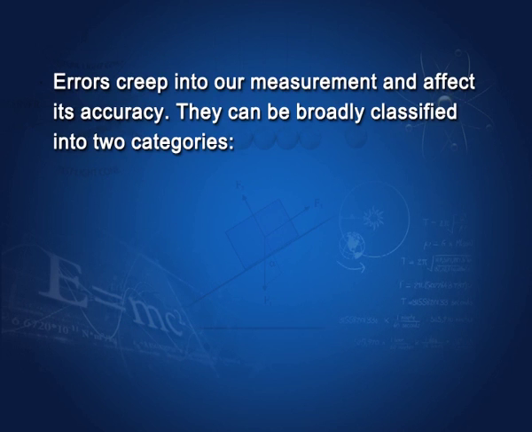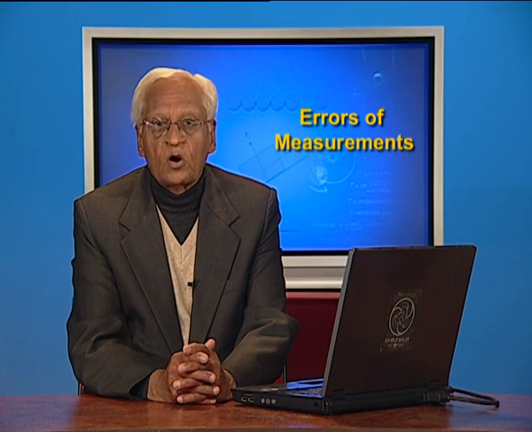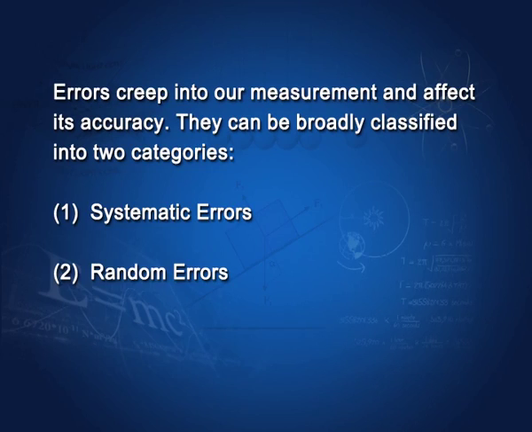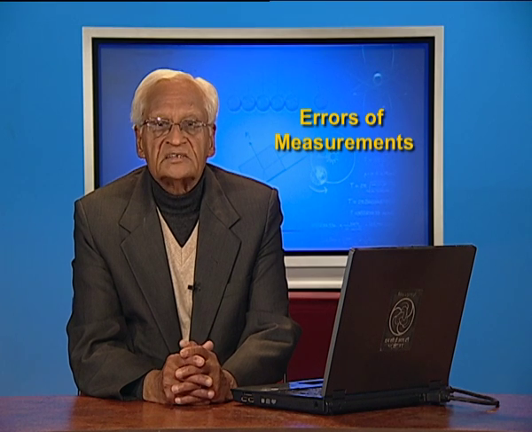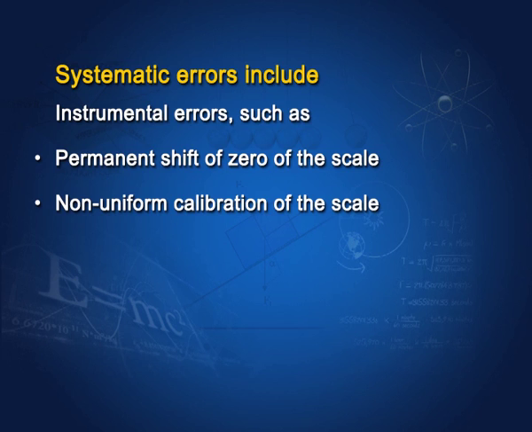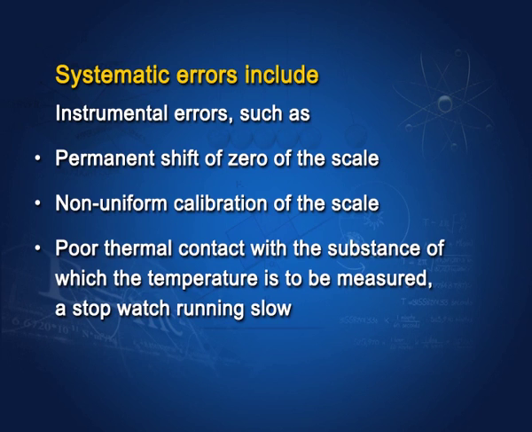Errors creep into our measurements and affect their accuracy. The errors can be broadly classified into two categories: systematic errors and random errors. What are systematic errors? Systematic errors include errors in the instrumentation, such as permanent shift of 0 of the scale, non-uniform calibration of the scale, poor thermal contact with the substance of which the temperature is to be measured, a stopwatch which is running slow, and a non-uniform resistance wire. All these cause systematic errors.